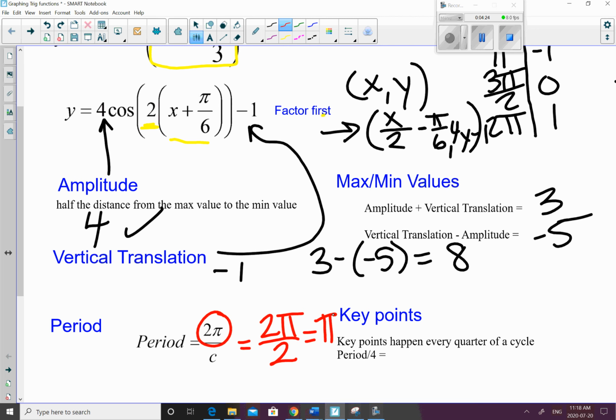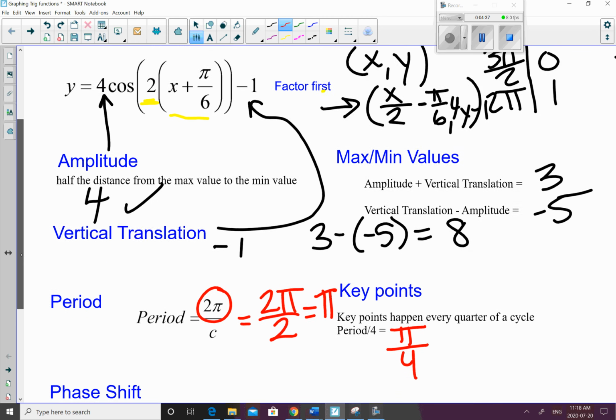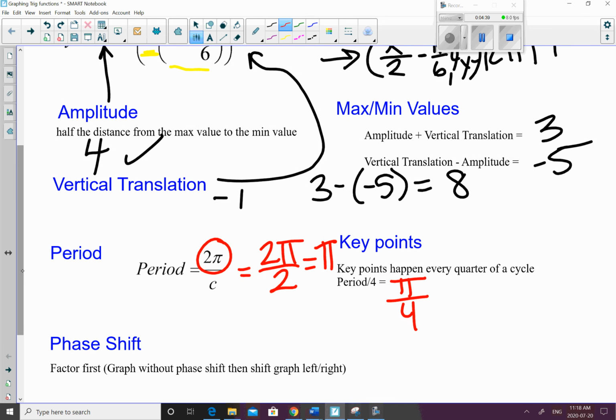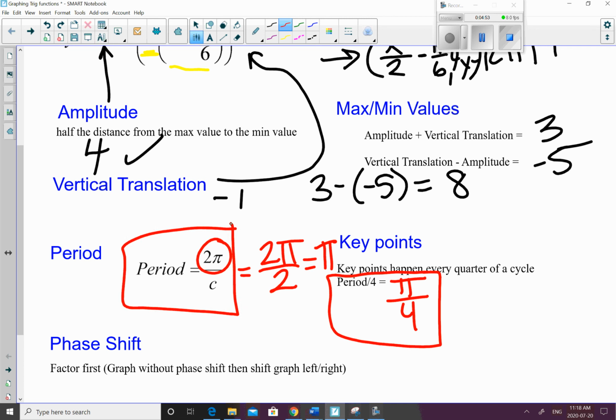And then it's really important for your scale that you figure out what happens every quarter of a cycle, where there's a key point. So take whatever the period is, so pi this time, and divide it by 4. So every pi by 4, you're going to have a key point, which hopefully makes sense because you want it to be half of the distance of the points on your regular cos graph. So this period divided by 4 is a very important calculation, as well as this calculation here. Make sure you take a moment to do that.